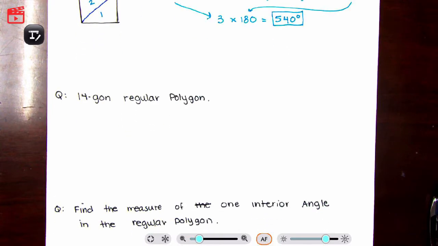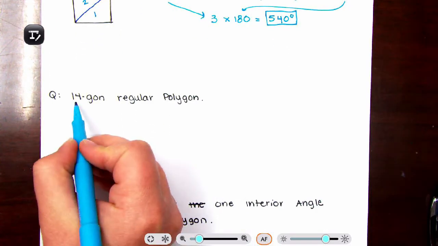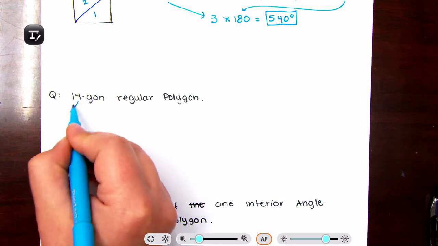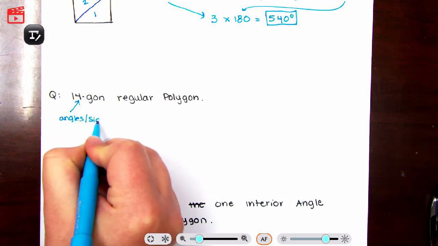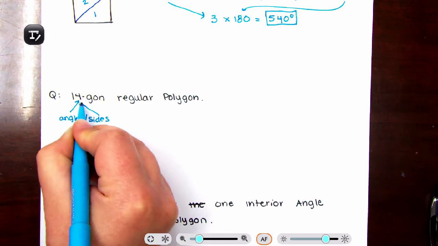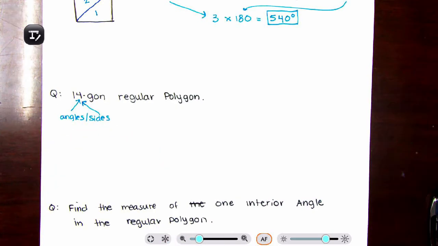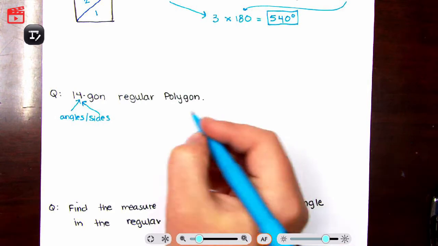Now, what if you have no picture? For example, this is a 14-gon, meaning it has 14 angles and sides. So 14 angles and 14 sides. It is a regular polygon, which means that all of the sides are the same measure, and angles are the same measure. So all you have to do is use the formula.